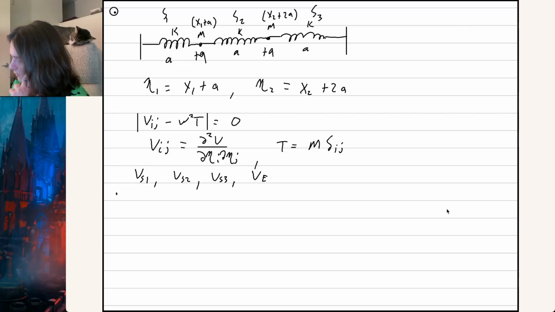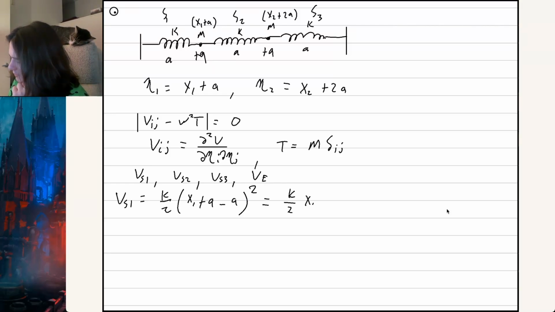So for the first one, it's just your regular old spring potential, k over 2 times the position of the mass minus its equilibrium position squared. See what I did there with the coordinate definitions? Those a's inside the squared term cancel out. And so we just have k over 2 x1 squared. Not too bad.